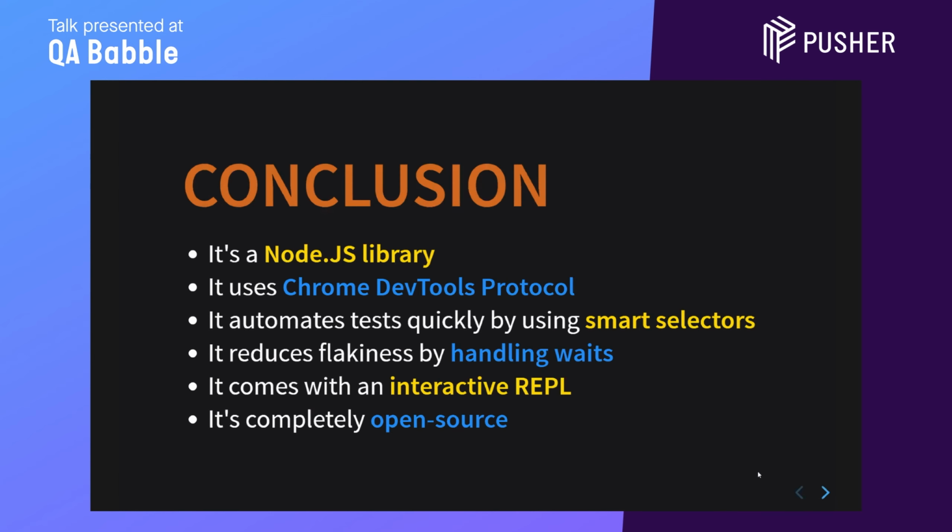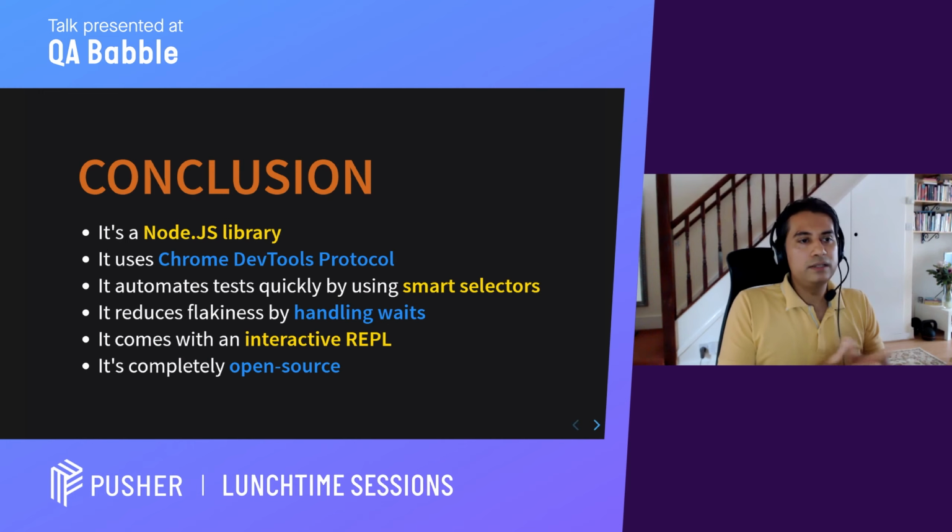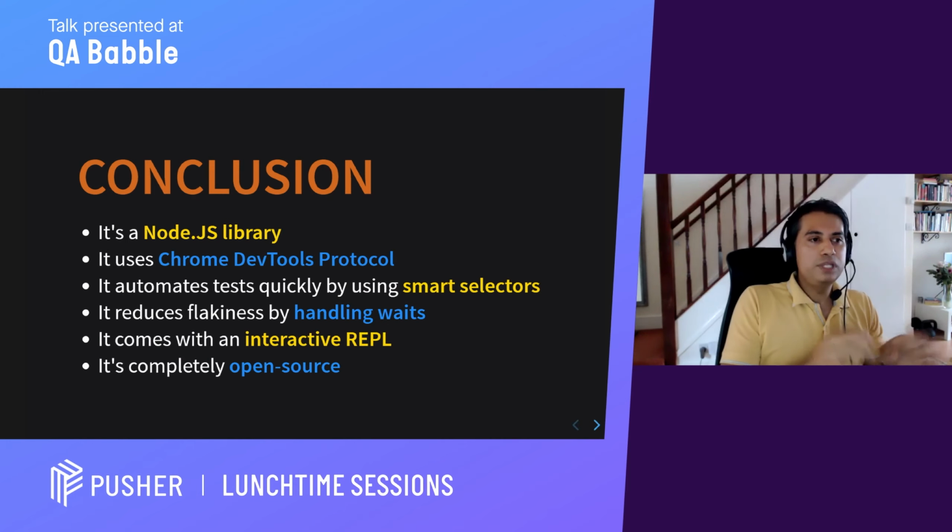So yes, in the end, it's basically a Node.js library, uses Chrome DevTools protocol, automates tests quickly by using smart selectors. So as you can see, just by using the interactive REPL and then writing the code, generating it automatically for you, and then executing it, it's actually quite fast. So you can actually start automating things from the ground quite quickly. It reduces flakiness by handling waits. As you saw, I think all my scripts, they don't have explicit waits defined. So that's actually quite helpful because I don't have to say wait for 3000 milliseconds or 4000 milliseconds. It actually handles it for me.